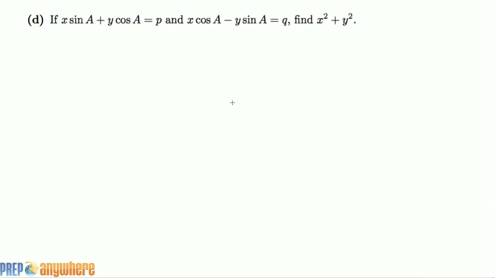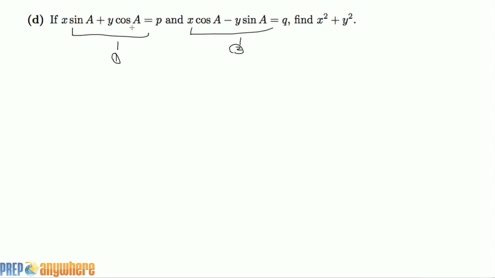Okay, so we're given x and y combined with the trig ratios sine of a and cosine of a, right? So two separate equations, equation 1 and equation 2. Given that, what is the value of x squared plus y squared?